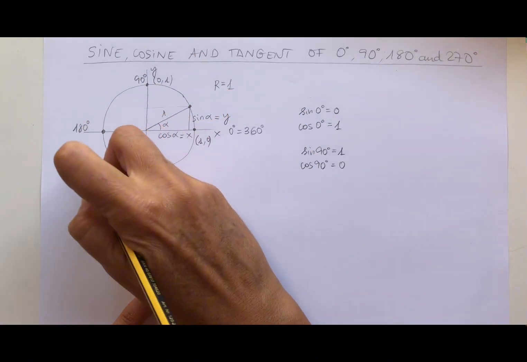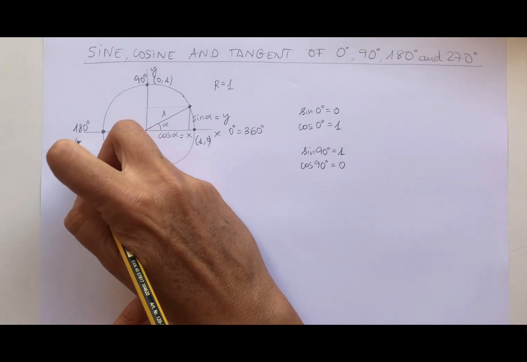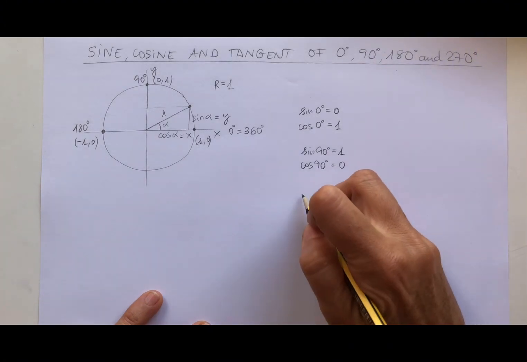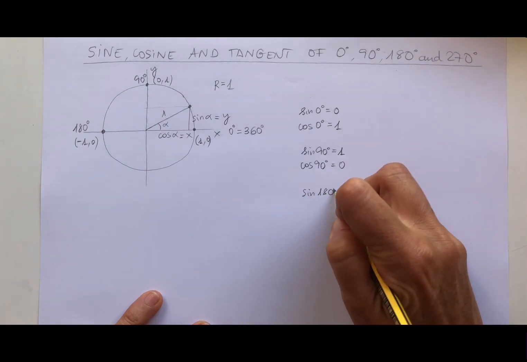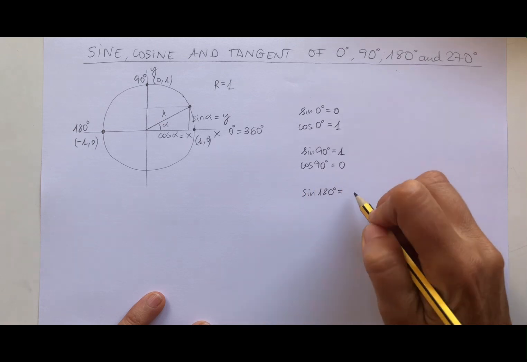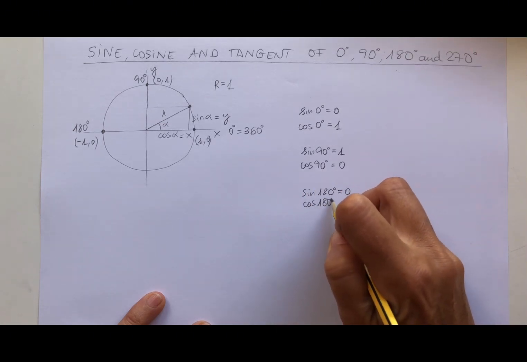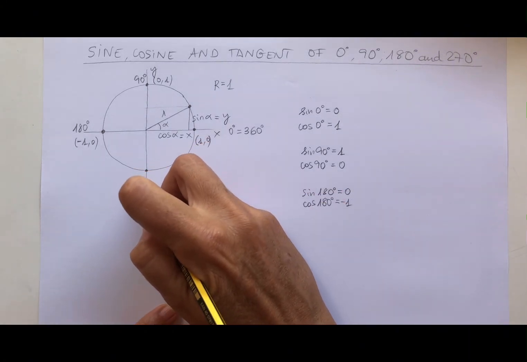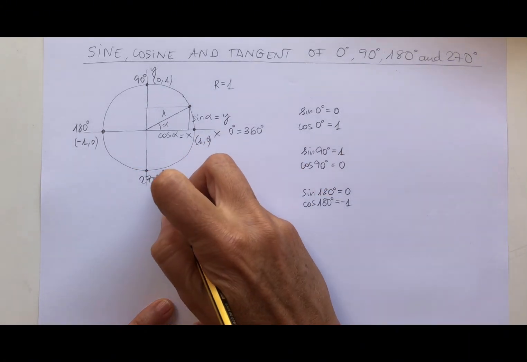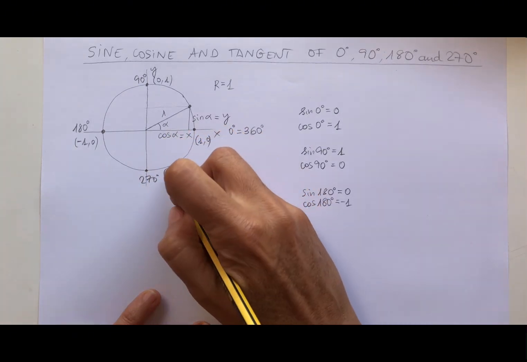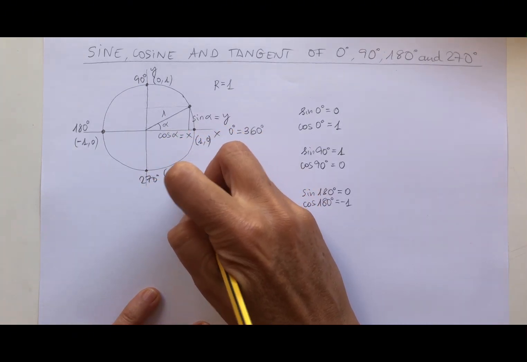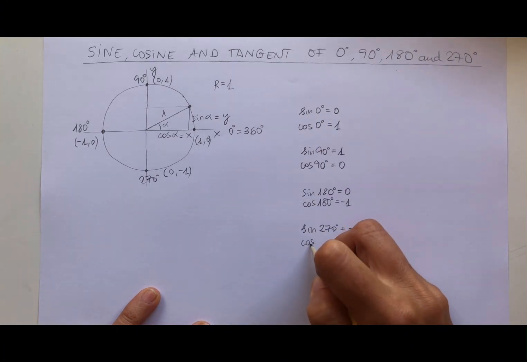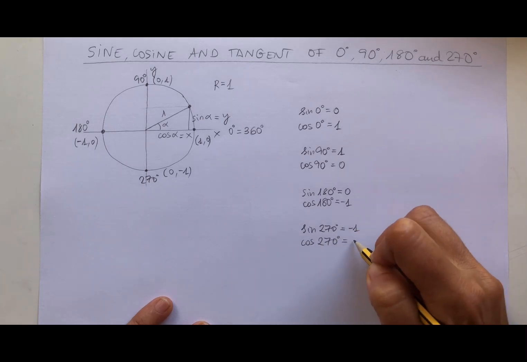Let's work now with 180. The coordinates of this point are, for x, 1 unit to the left. For y, no movement upwards or downwards, so 0. So sine of 180 would be 0, and cosine of 180 would be -1, negative. You have to think of the signs as well. And lastly, we have 270. The coordinates of this point where the angle intersects the circle are 0 for x and -1 for y. So sine of 270 would be -1, and cosine of 270 would be 0.